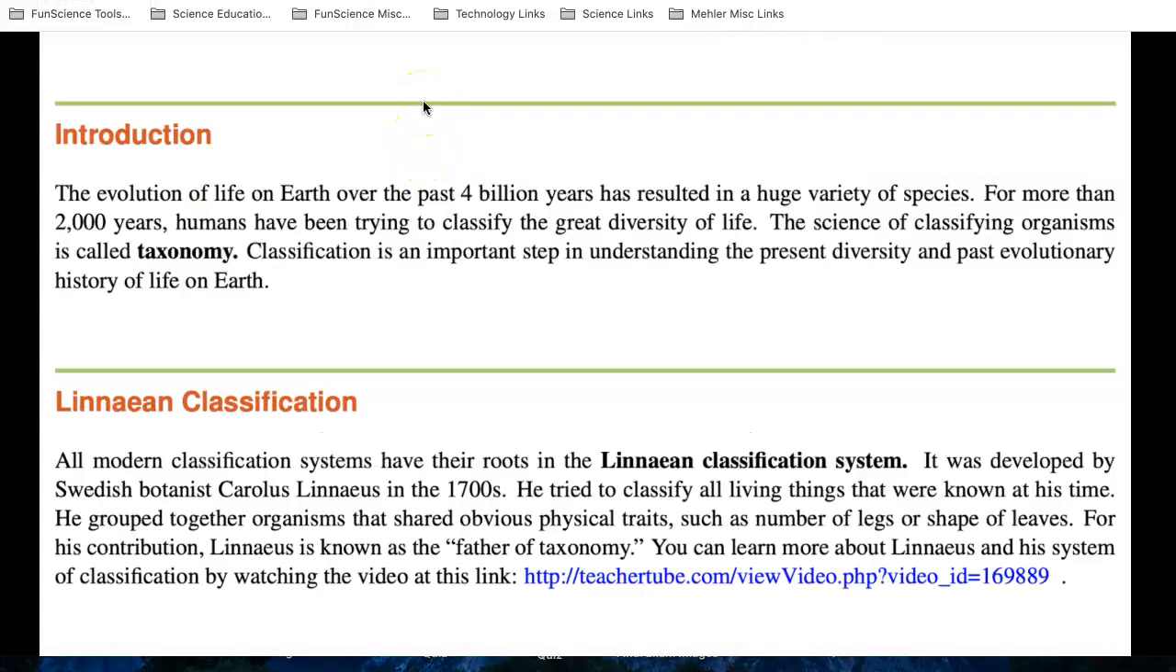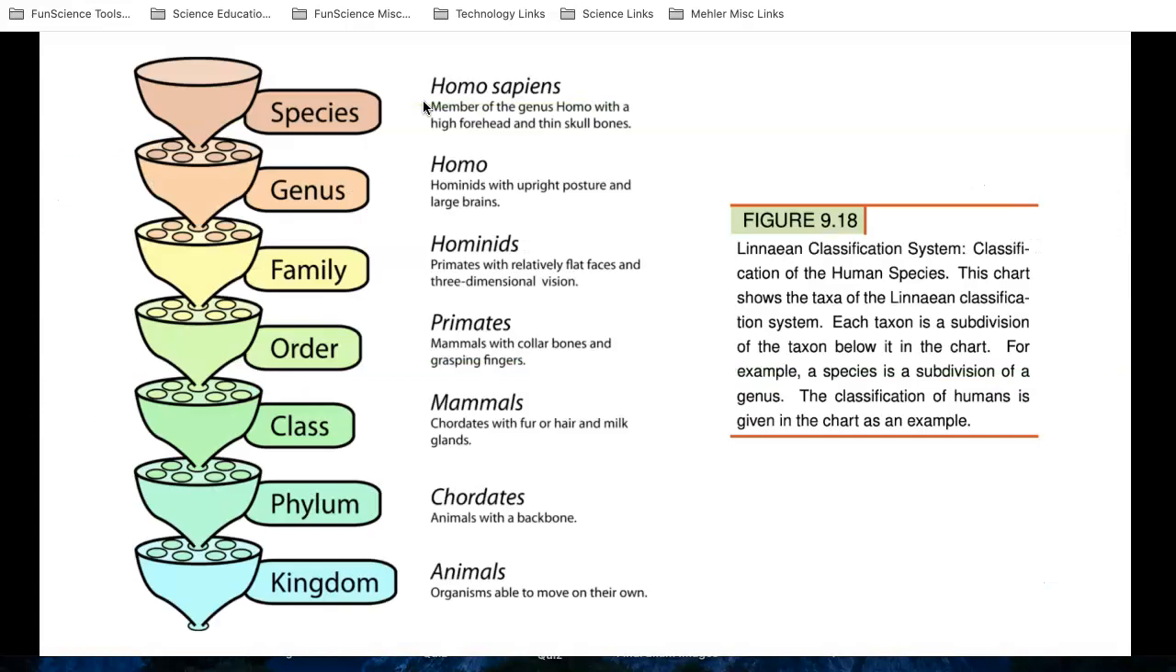So for the last couple thousand years, humans have been trying to classify the great diversity of life, and the name of the science that does that is called taxonomy. Classification is an important step in understanding the present diversity. That means the wide variety of life that we have on the planet and the past evolutionary history of the Earth. All modern classifications have their roots in the Linnaean classification system, which was designed by a Swedish botanist, Carolus Linnaeus, in the 1700s. Please read about that.